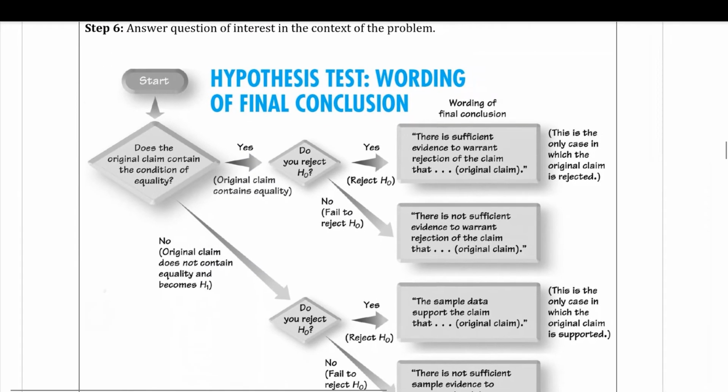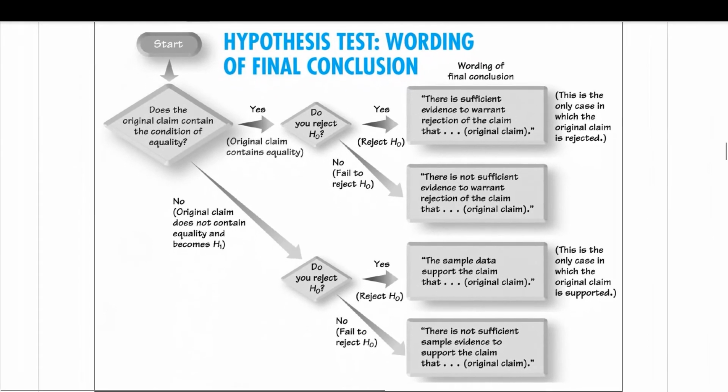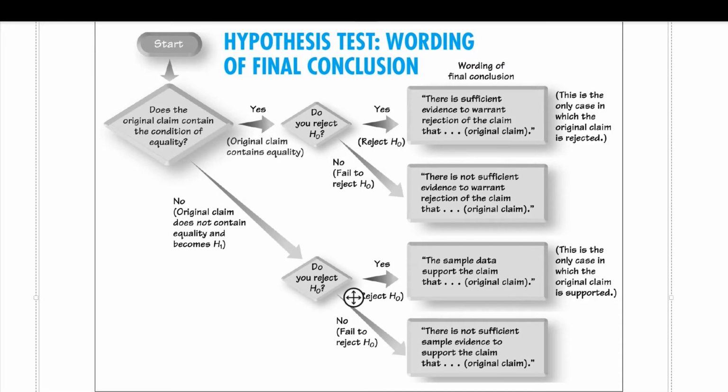And finally, step 6, we have the wording of the final conclusion. So this is where we start. If we look at the null hypothesis, in step 1, the claim can either be the null hypothesis or the alternative. And the question is, does the original claim have the condition of equality? The only claim that has the condition of equality is the null hypothesis. So if your claim is a null hypothesis, then we say yes to this. Otherwise, if the claim was the alternative hypothesis, we go in this direction.